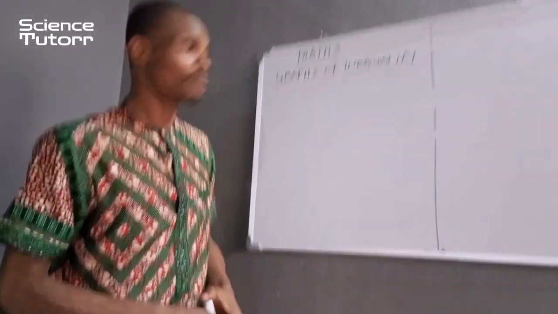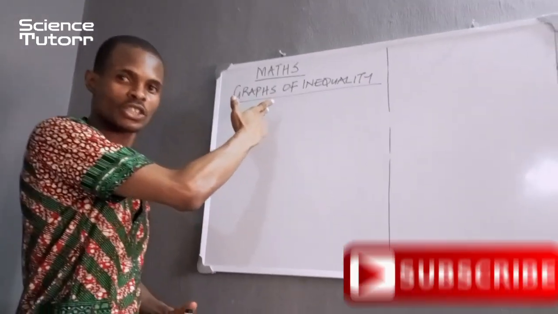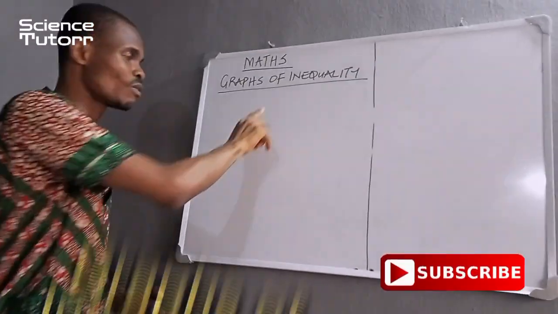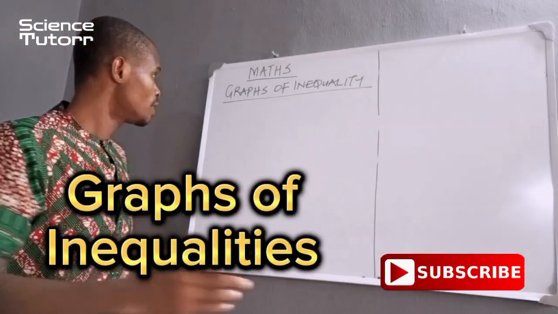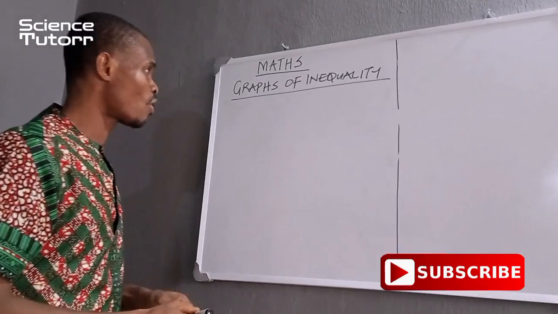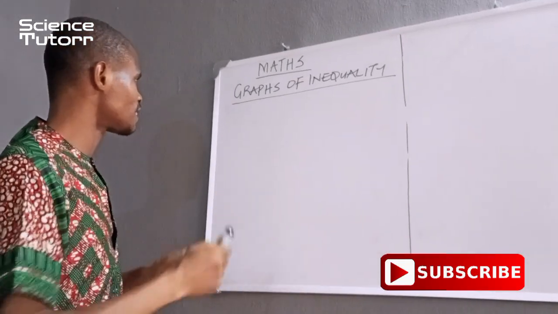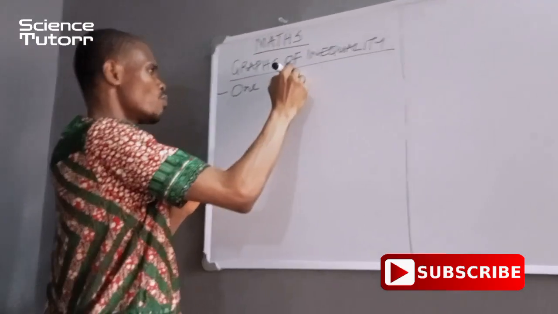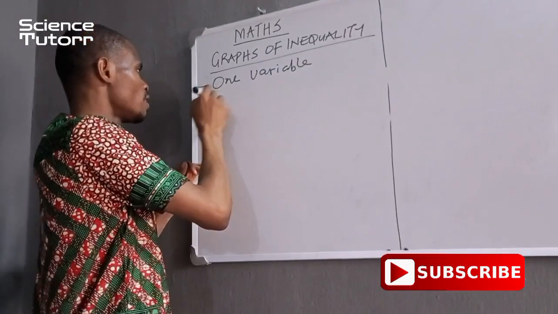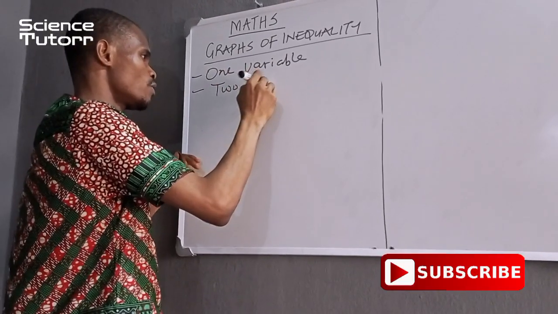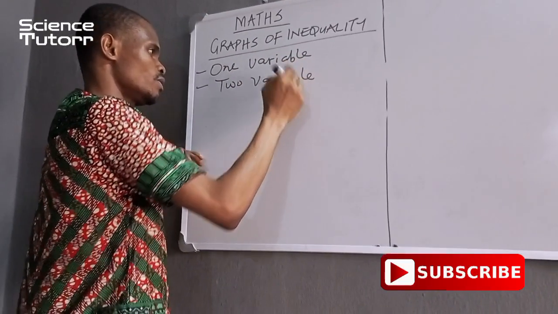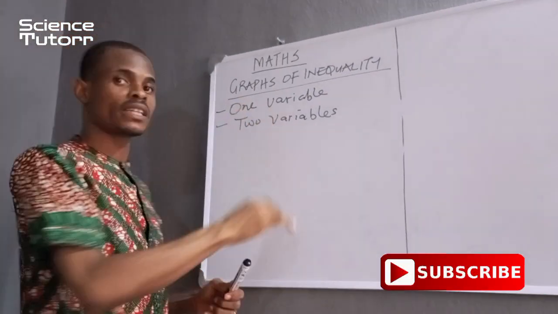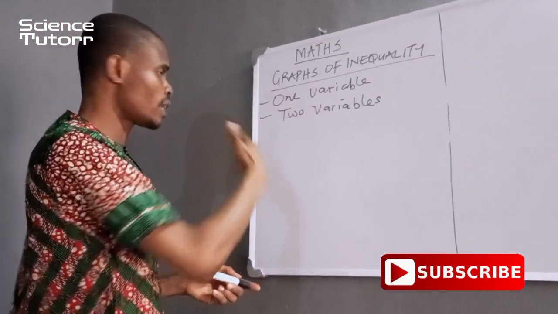In today's section we shall be looking at the continuation of the linear inequality. Today we shall be looking at graphs of inequality. Now in graphs of inequality we consider two vital aspects. We consider one variable and two variables. Each time we are drawing graphs of inequality, we consider these two variables, 1 and 2.